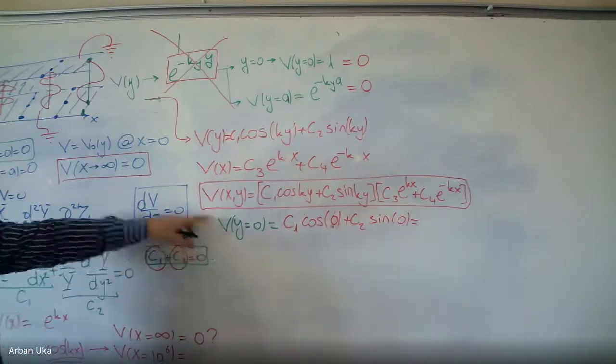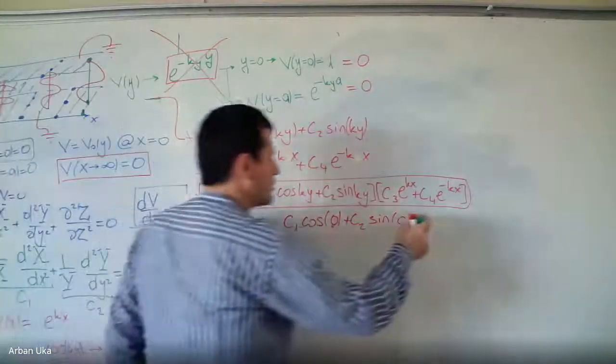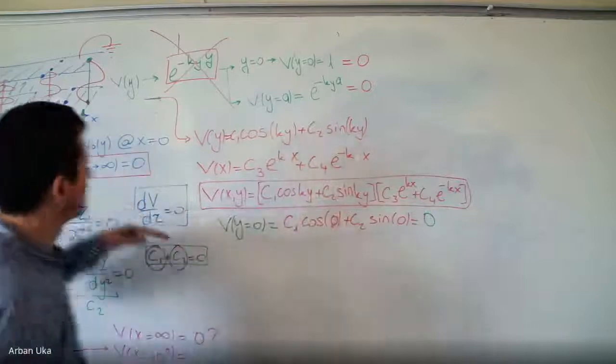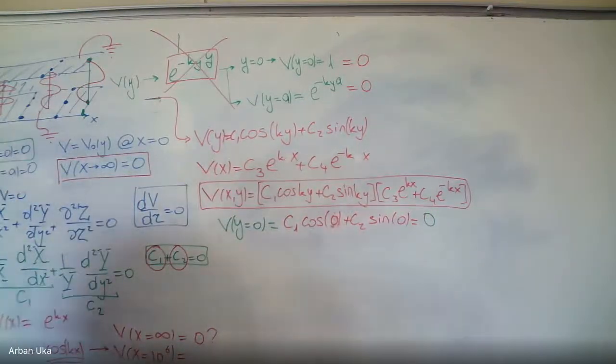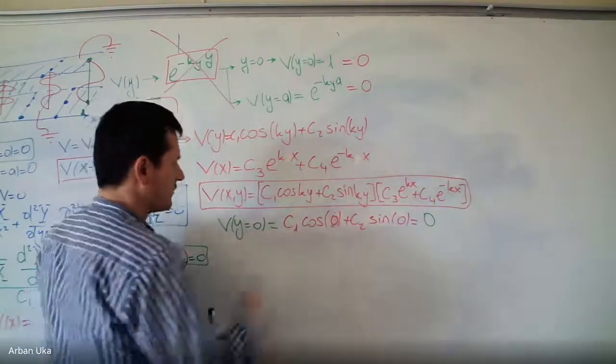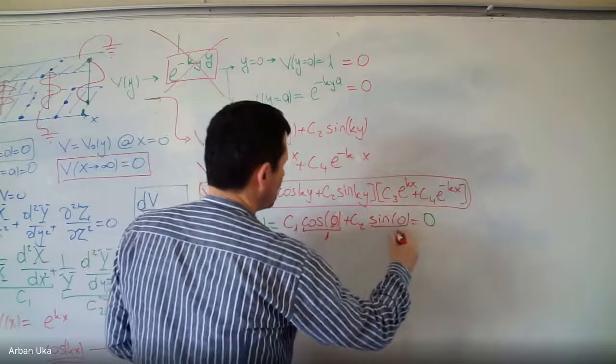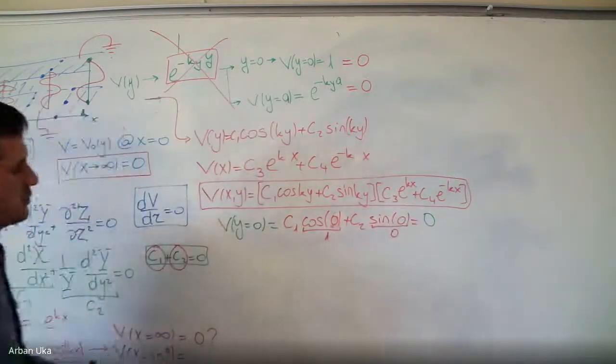So, the potential equals 0. It's 0, that's true, because this is the bottom plate down here. But now, let's have a look. Cosine 0, what is this cosine 0? 1, right? Would you agree? Yes. So what do we get then?